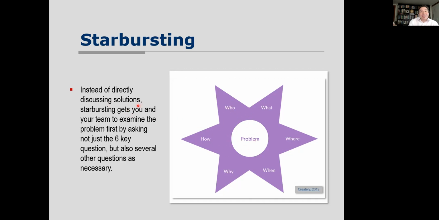So instead of directly discussing solutions, starbursting allows you to examine the problem by asking 6 key questions, and other questions too as necessary. So these are the 6 key questions around the problem. Notice that there's some similarities to the mind map, but it's more around questions than necessarily information structure.